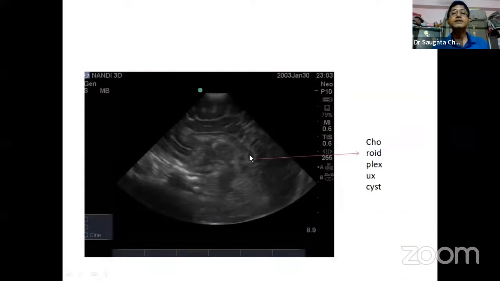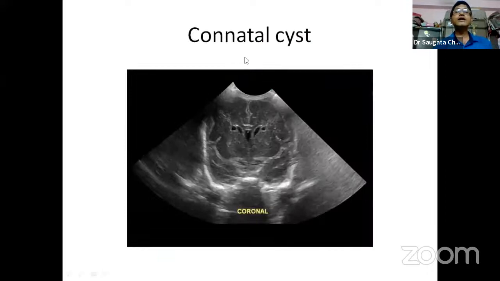Again, this is called choroid plexus cyst. This is normal. In many patients, a choroid plexus cyst can normally be present, so it is a normal variant. This is called again a coenatal cyst. This is also a normal variant. So it is not abnormal, neither bleed, nothing.